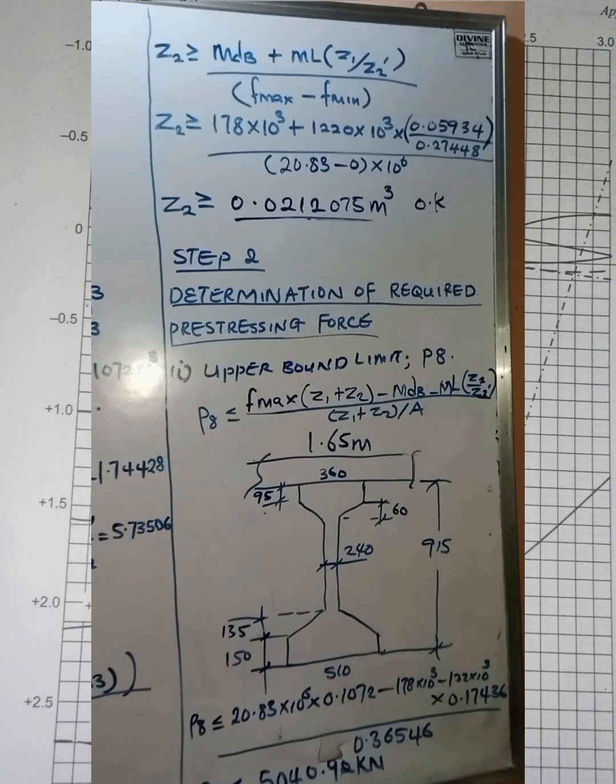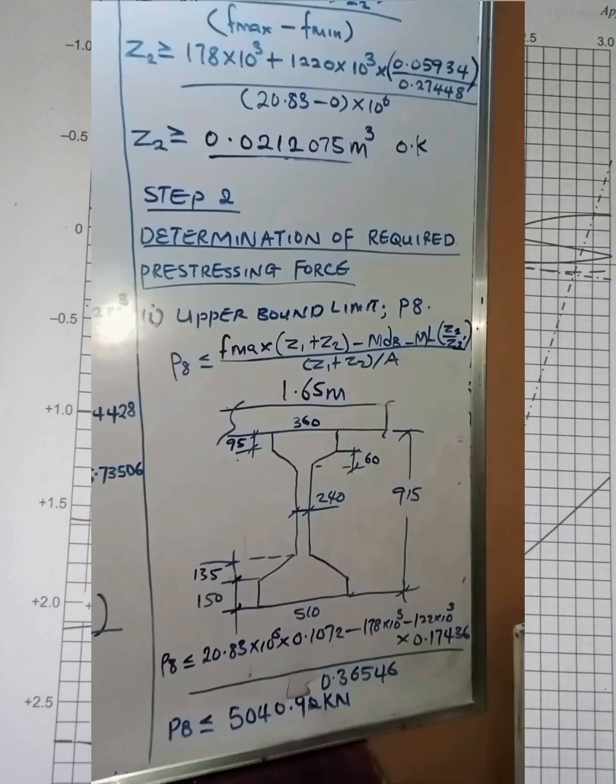Remember P8 is the notation. We'll say that the upper bound limit of the pre-stressing force is the maximum fiber stress (Z1 + Z2) minus MdB minus ML (Z2 over Z2 prime). Okay, so this is the expression for the upper bound limit of pre-stressing force. So when we work that out, we're going to have the upper bound limit of the pre-stressing force, P8, to be 5040.92 kilonewtons.